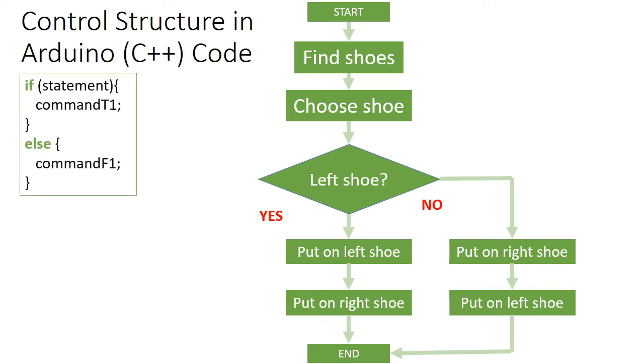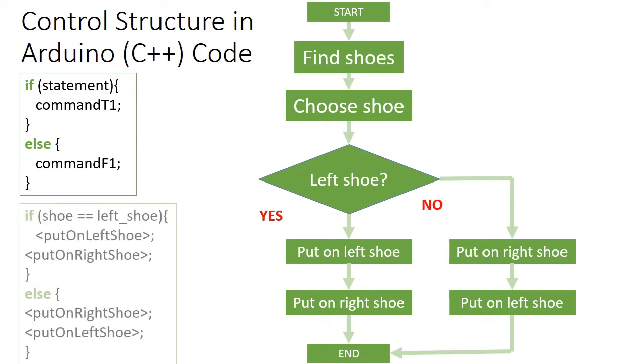So this is a case where we want to have options. Okay? We have one path if the statement is true, and that's the yes path, the left shoe. And then the other is we follow a different path. And the control structure that we use here is called the if-else structure.